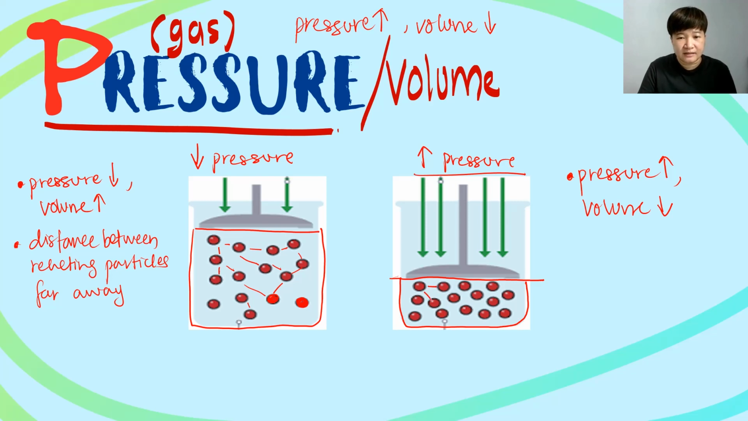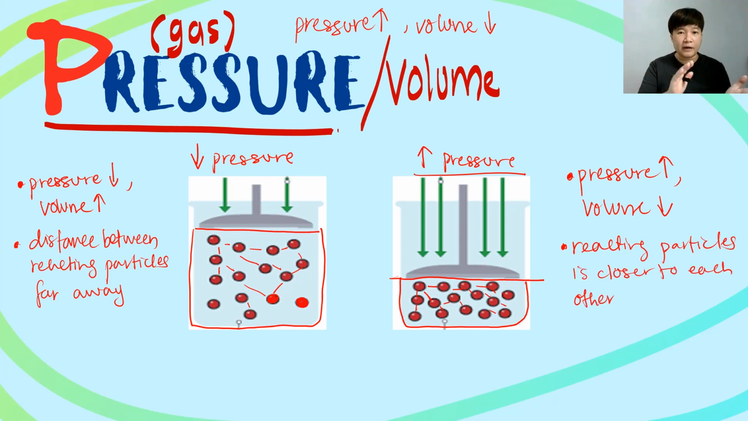Look at the distance between the reacting particles. What happened to the distance between the reacting particles? The reacting particles will become closer to each other. So comparing your left and right over here, which one will give you more collision? Which condition will the reacting particles collide more?